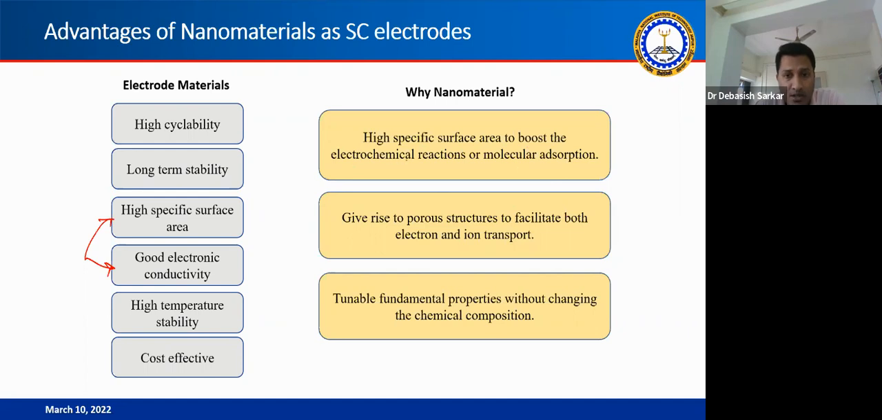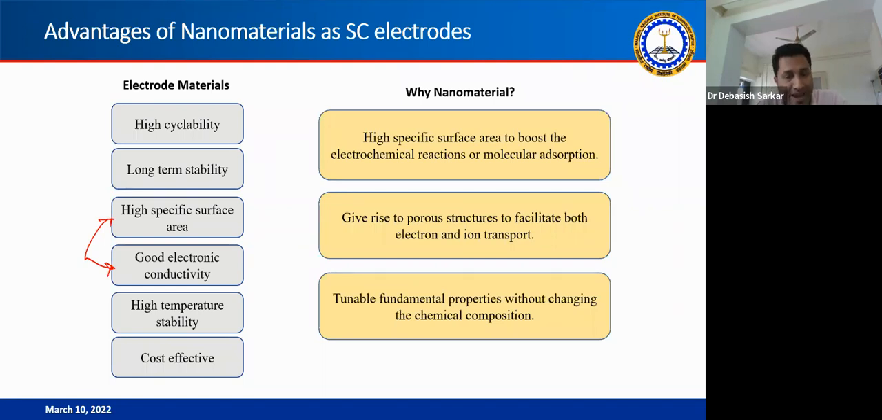This is the number one. Nanomaterials give rise to a larger surface to volume ratio as compared to their bulk counterpart. They give rise to porous structure. Because there will be a lot of defects in the sample whenever you are making nanomaterials using top down or bottom up approaches, you can create a lot of defects, a lot of pores inside those materials.